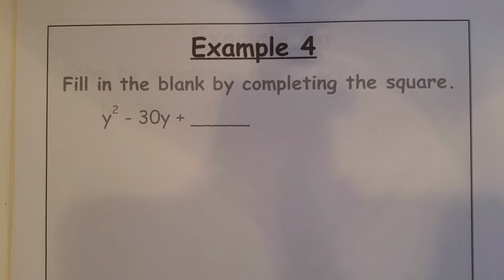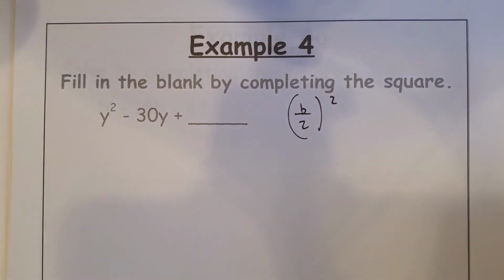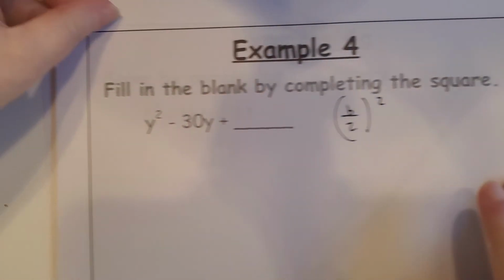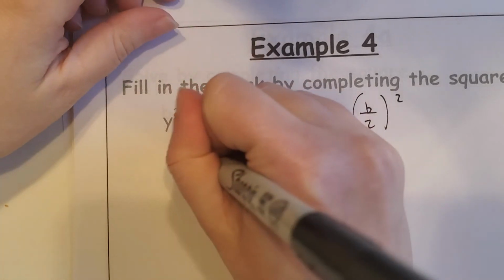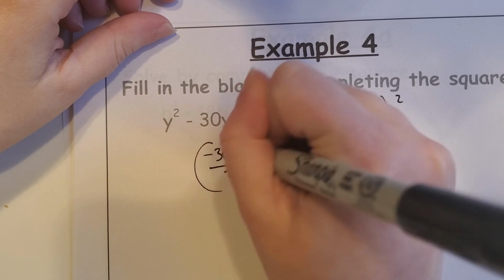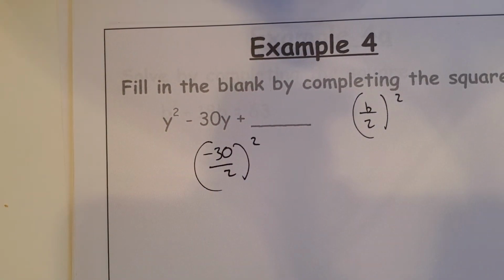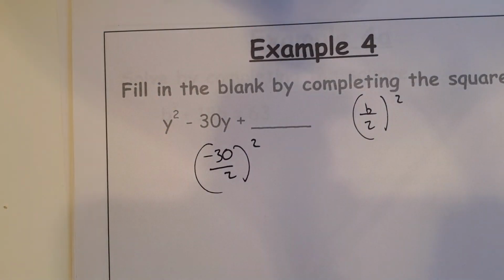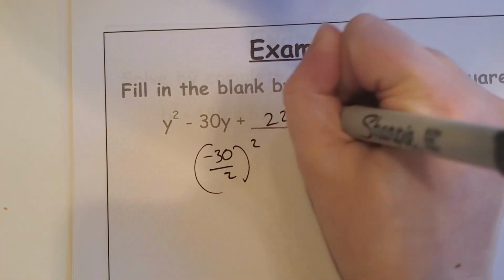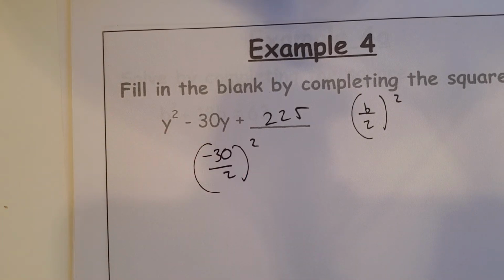Just the actual completing the square process involves that b over 2 squared idea. All right? So what's our b value here? It's negative 30. So all we're doing to fill this blank in is negative 30 over 2 squared. Negative 30 over 2 is negative 15, and negative 15 squared is 225. So what's going in that blank is positive 225. Again, negative times negative is positive, so that's why there's always going to be a positive in the blank with these types of questions. Okay?